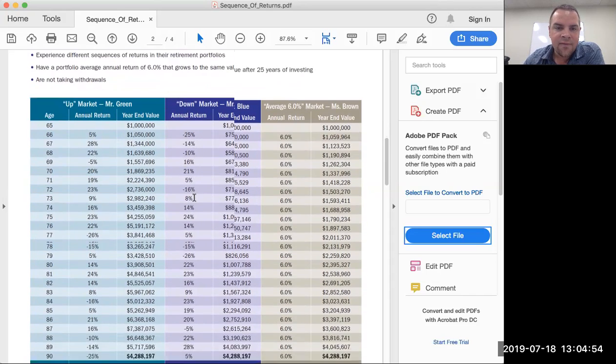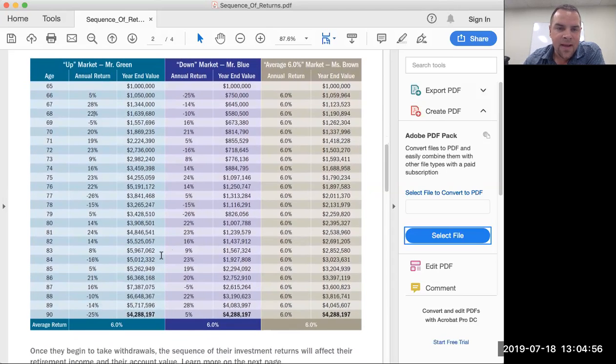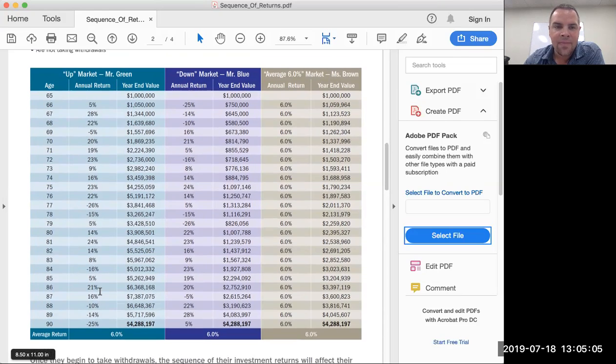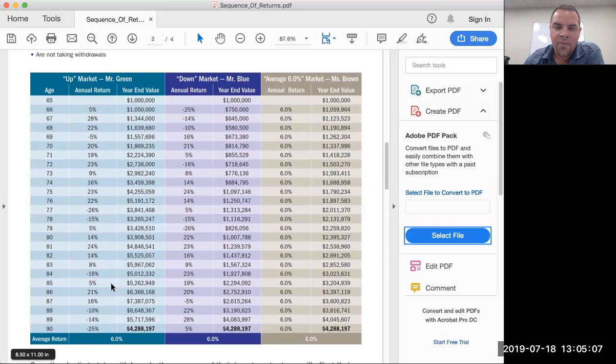Now you can see if we scroll down, these numbers are just flipped. We've got 25, 14, 10. All these numbers are literally just flipped, but we don't know what's going to happen. So it could be an up market, it could be a down market. It's not going to be 6% every year forever, but that's just showing you that all of these on average get a 6% rate of return.